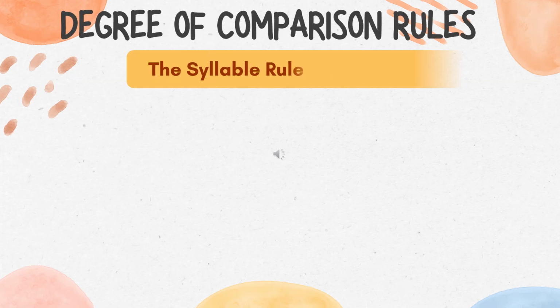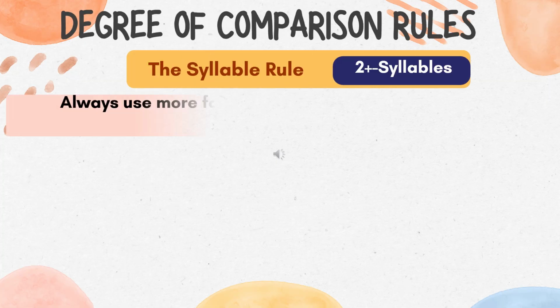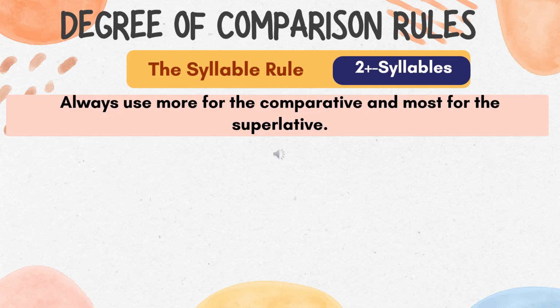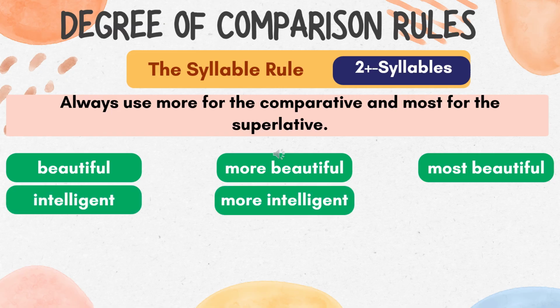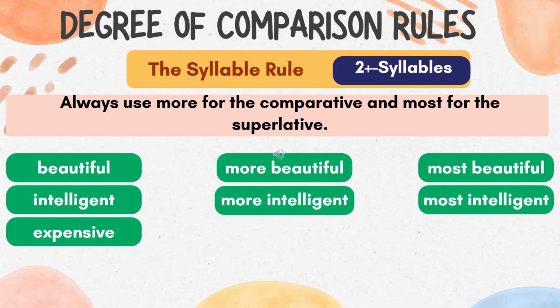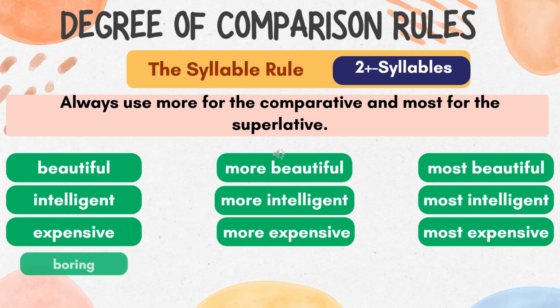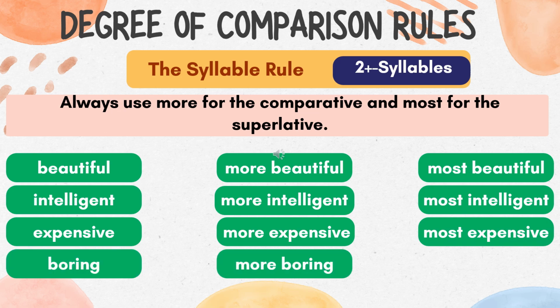For adjectives with 3 or more syllables, the rule is simple. Always use more for the comparative and most for the superlative. For example, beautiful becomes more beautiful and most beautiful. Intelligent becomes more intelligent and most intelligent. This is the most consistent rule. Now, let's look at the exceptions, the irregular adjectives that don't follow any of these patterns.